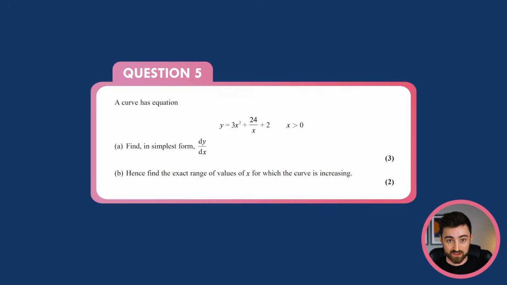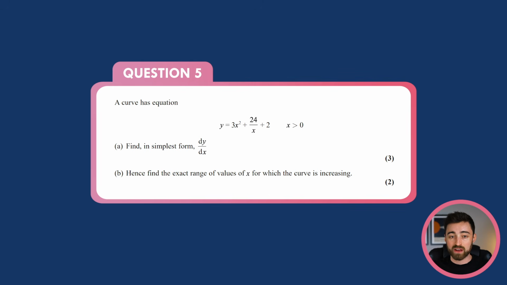5. A curve has equation y equals 3x squared plus 24 over x plus 2. Find dy by dx. So just the same as a couple of questions ago when I was talking about when we integrate, it's much better to write it, if I have, I think we had, an over x cubed, and I said, write that as an x to the minus 3. It's the same thing with differentiation.